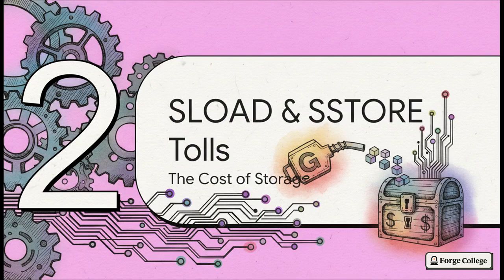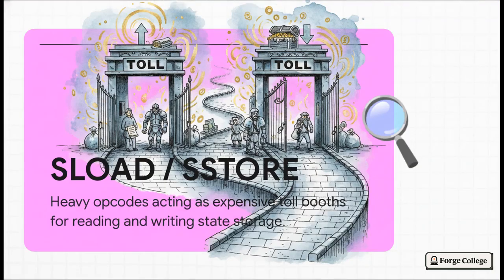Moving on to Section 2, the SLOAD and SSTORE tools. Brace yourselves, because we're about to analyze the two most notorious gas-guzzling opcodes on the entire Ethereum network. Think of SLOAD and SSTORE like heavy, incredibly expensive toll booths. Literally, every single time you read from Ethereum state storage, you pay the SLOAD toll. Every time you write to it, boom, you pay the SSTORE toll. These two opcodes completely dominate state change costs.